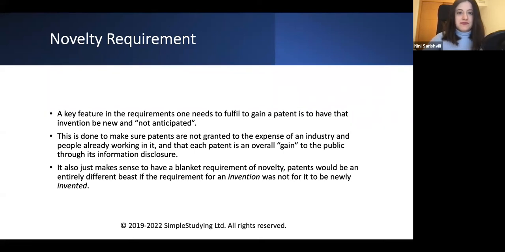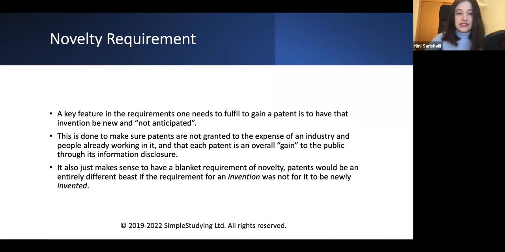Novelty requirement. The novelty requirement is a key requirement one needs to fulfill to gain a patent: the invention has to be new and not anticipated. This is done to make sure patents are not granted to the expense of an industry and people already working in it. It also just makes sense to have a blanket requirement of novelty.